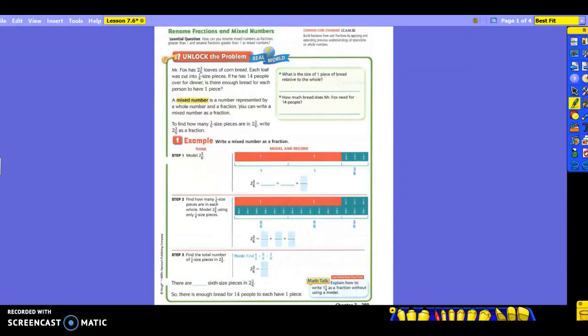Mr. Fox has 2 and 3/6 loaves of cornbread. Each loaf was cut into 1/6 size pieces. If he has 14 people over for dinner, is there enough bread for each person to have 1 piece? So there is your question. Go ahead and get the whole sentence highlighted. If we need to circle something in there, we can also do that.